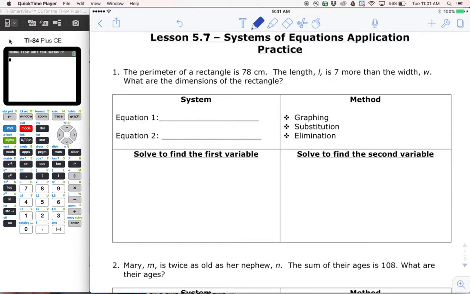5.7 Systems of Equations Application Practice. Last time we talked about how to just write systems, how to get the two equations from the word problem. Today we're going to do that and we're going to solve them.